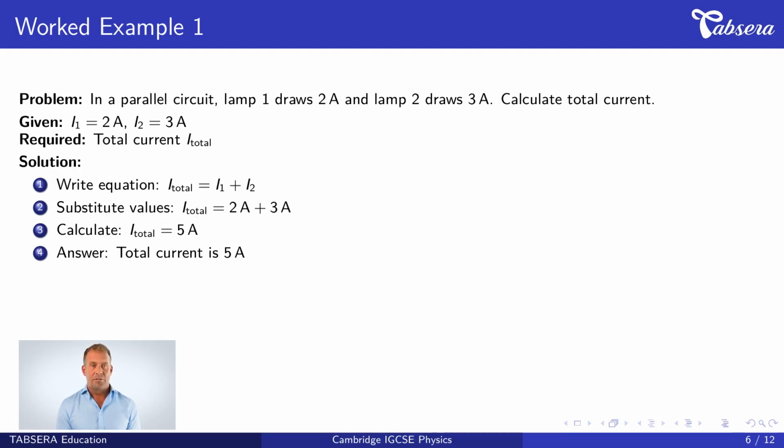Step 2. Substitute the values. We write I total equals 2 amperes plus 3 amperes. Step 3. Calculate the result. 2 plus 3 equals 5. Step 4. State the answer. The total current is 5 amperes. This demonstrates that parallel circuits draw more total current than individual branches.